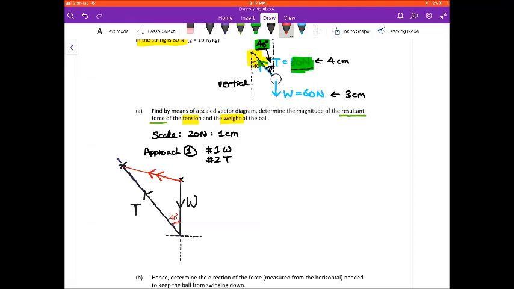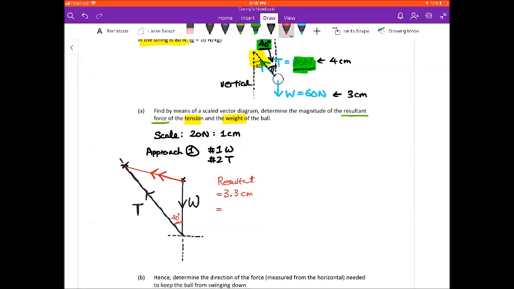Let me check, did I do any mistake? 0, 10, 20, 30, 40. Okay, correct. So my answer here would be about 3.3 cm. So my resultant will be 3.3 cm. So it is about times 20 Newton. 3.3 times 20 Newton, 66, is it? 66 Newton. Okay, and how do I know what is the direction?